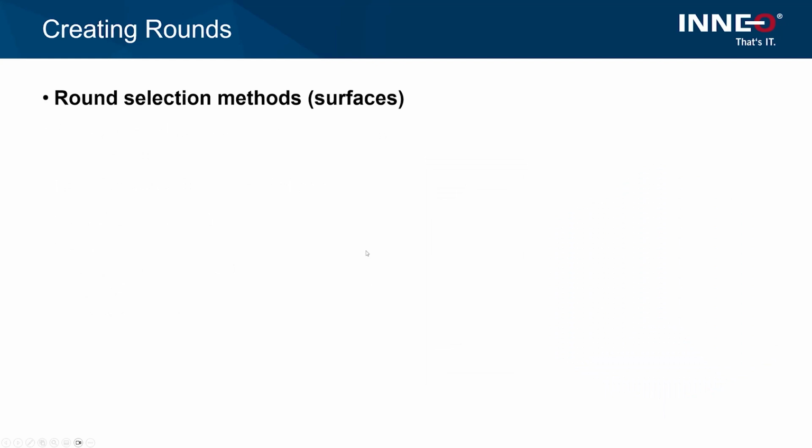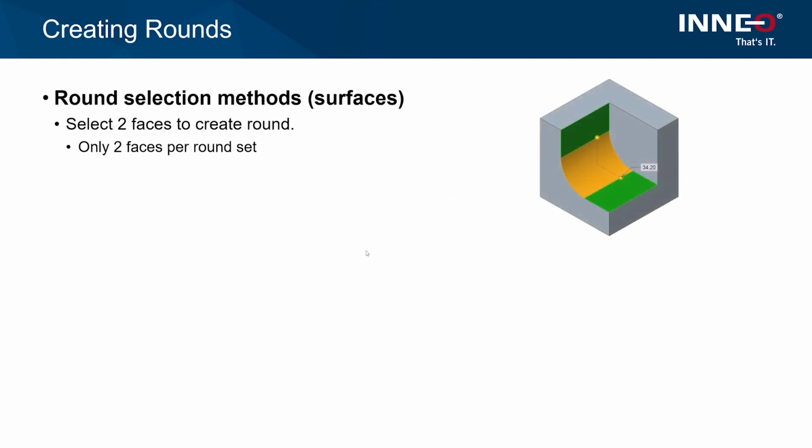Then the selection method. As a default, you can pick all the edges, but we also have an option where you can pick surfaces to create the round. So you might think, why would you want to do that if you can just pick the edge? It's a single click, where surface is 2 clicks.